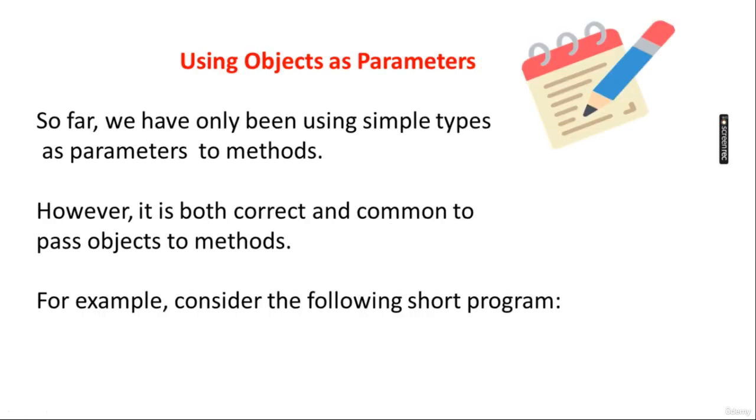Now, using objects as parameters. We have only been using simple types as parameters to methods. So simple types are what? Int, double, float, character, boolean, and so on. These are the simple data types we have been using till now. However, it is both correct and common to pass objects to methods.